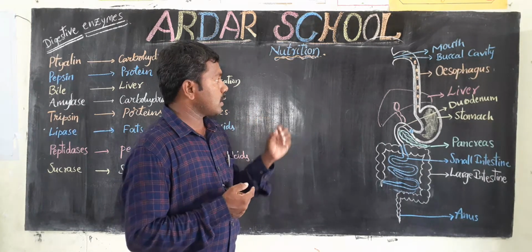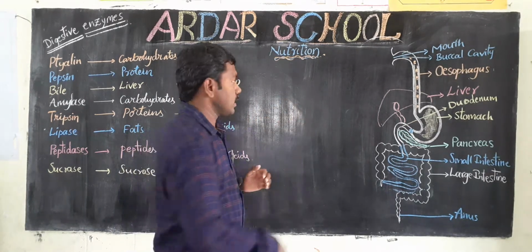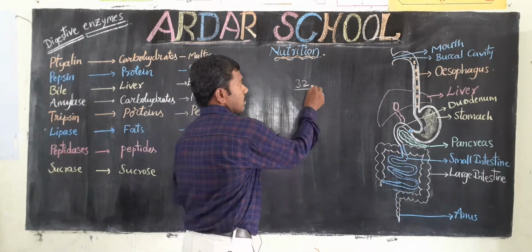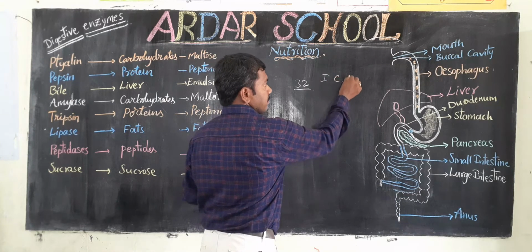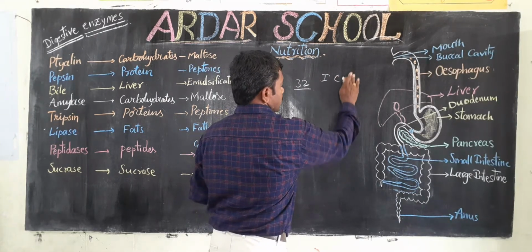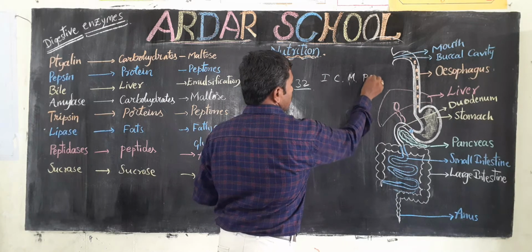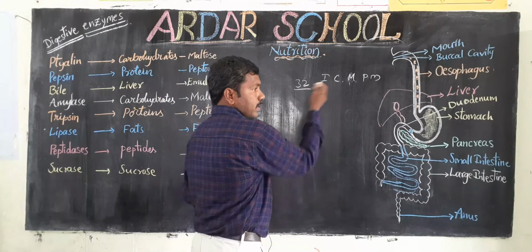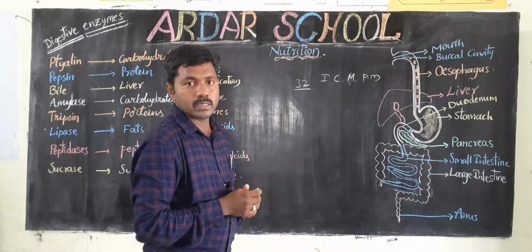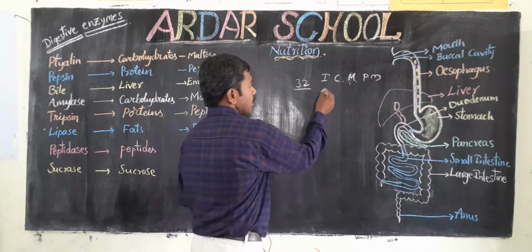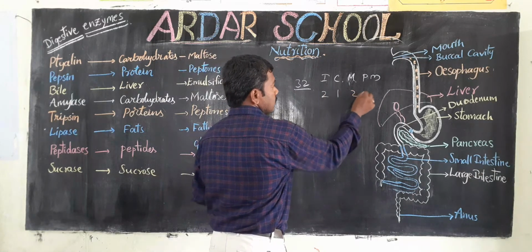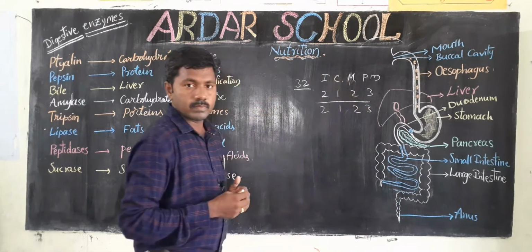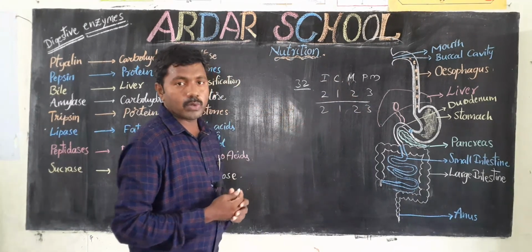Okay children, total 32 teeth. These four are incisors, canines, premolars, molars. These are the four types of teeth. If you observe the dental formula, it is very important in view of examination. So what is the dental formula? 2123 by 2123. It is the dental formula of human beings.